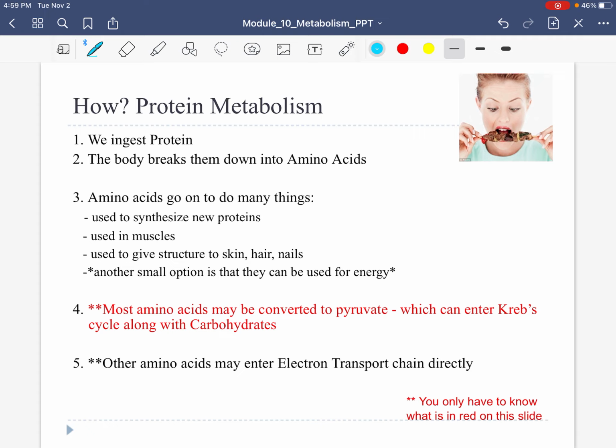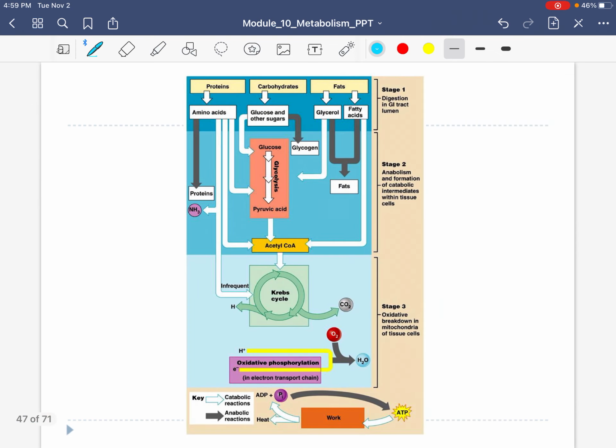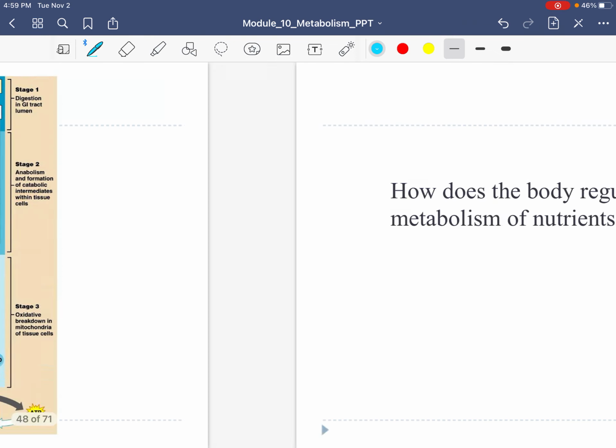How does it work? Well, guess what? Most of these that we do, again, the small amount that we do metabolize for energy, enter the Krebs cycle. Some enter the electron transport chain directly, but I'm trying to simplify it. So we're going to say that fats and protein that we want to metabolize for energy enter the Krebs cycle after they're prepped and ready, and they go through the same remaining steps as carbohydrates did in order to form ATP.